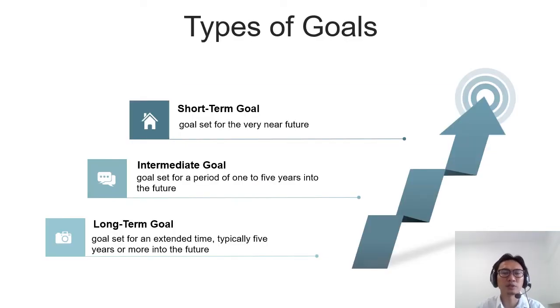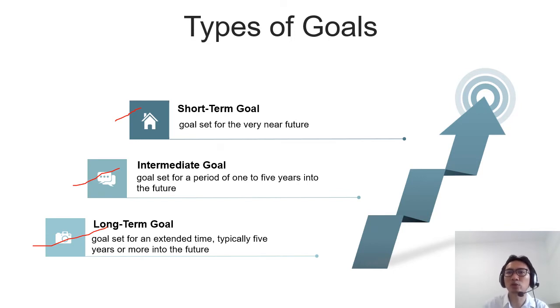All organizations and managers create goals for their own firms, for themselves, and also for the employees. And we have 3 types of goals. It's quite easy. Number 1 is short-term goal, then we have intermediate goal, and long-term goal. We classify them based on the timeline. Short-term goal is a goal that we set for the near future. We call that short-term goal.